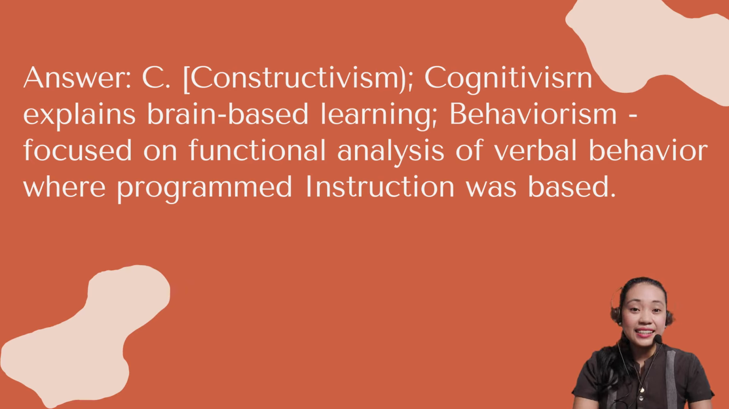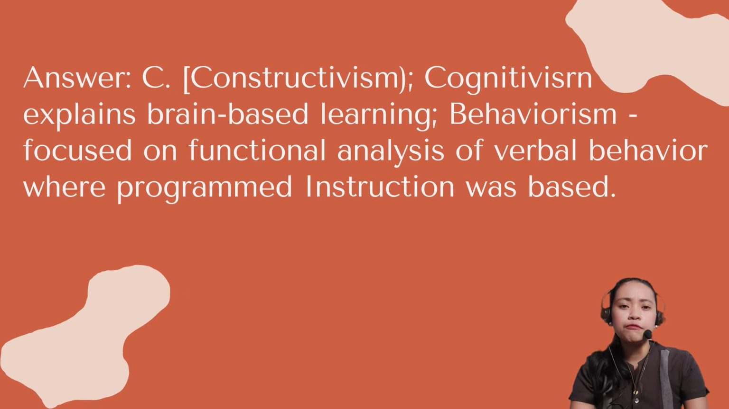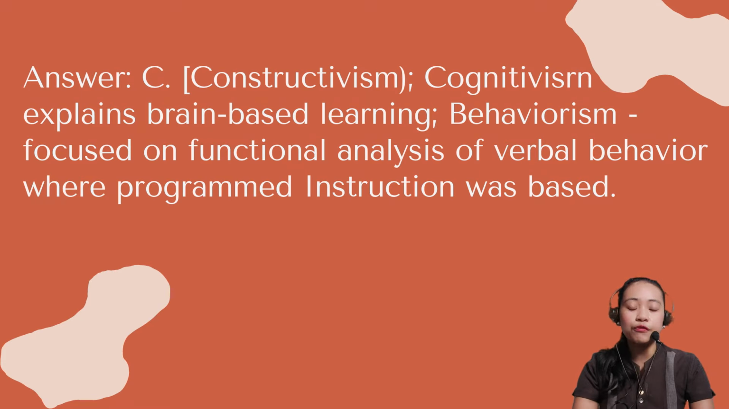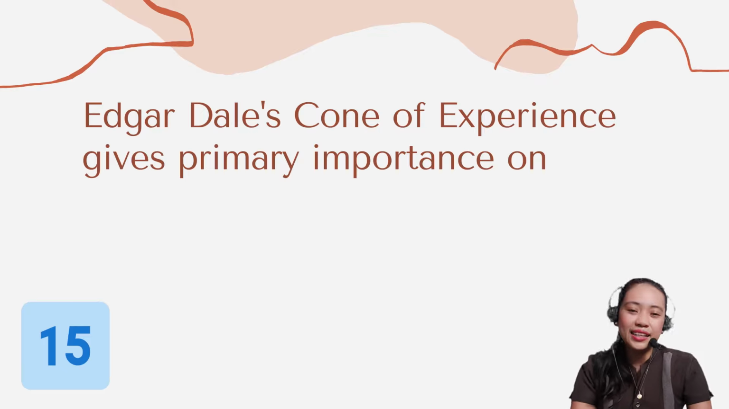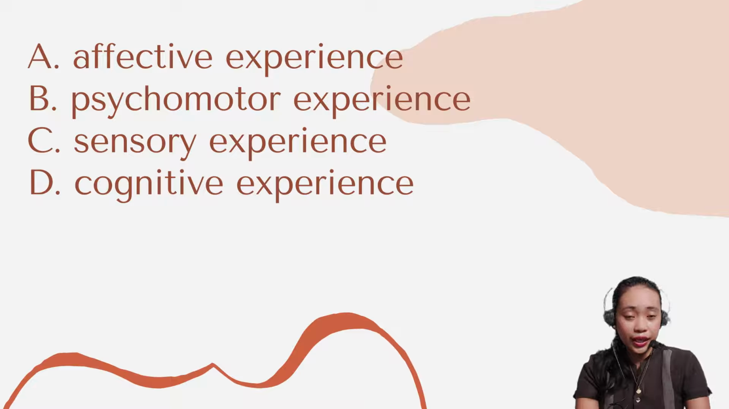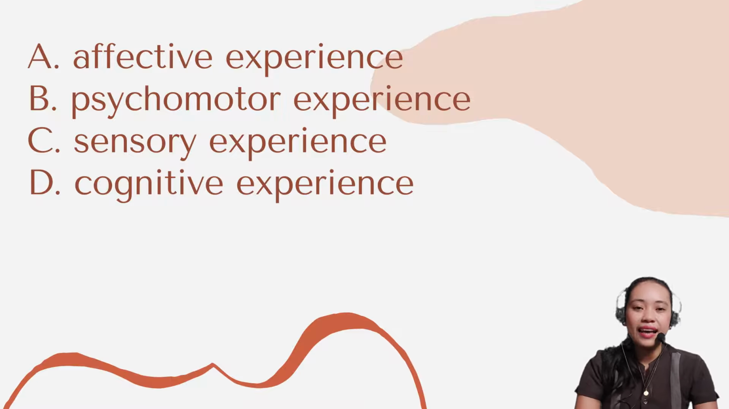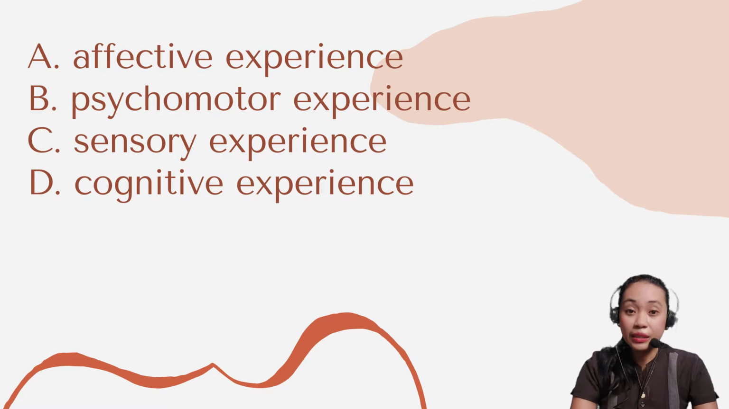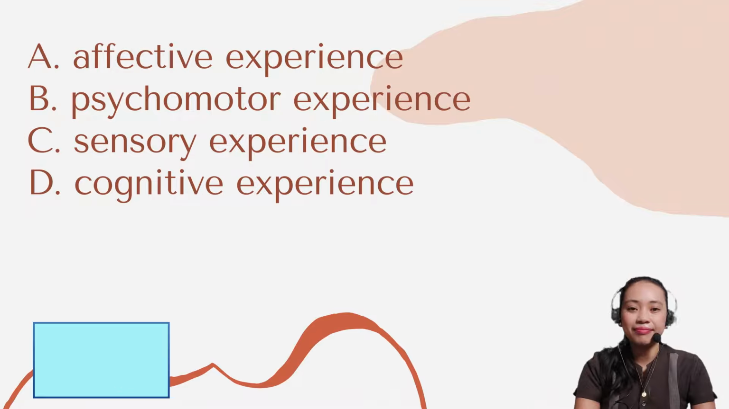Okay, the correct answer is letter C, constructivism. Class, cognitivism explains brain-based learning, while behaviorism focused on functional analysis of verbal behavior, where programmed instruction was based. Number 15, Edgar Dale's cone of experience gives primary importance on letter A, affective experience, letter B, psychomotor experience, letter C, sensory experience, or letter D, cognitive experience.